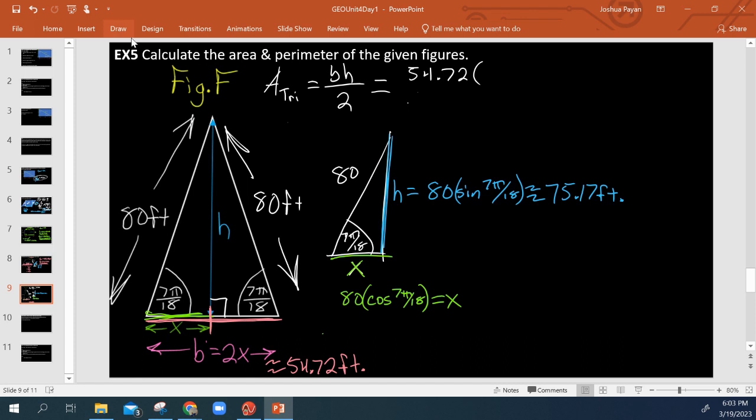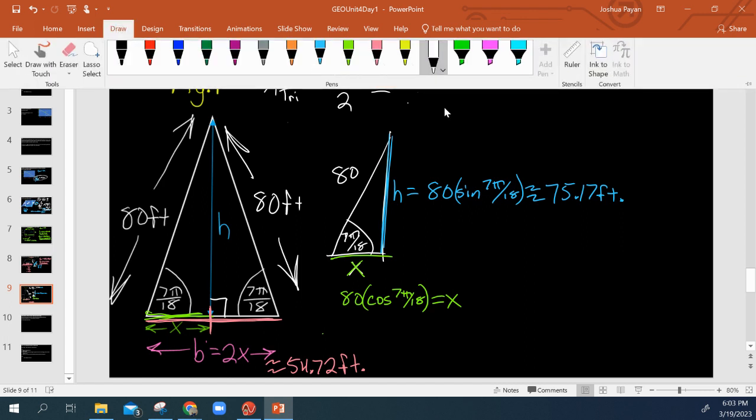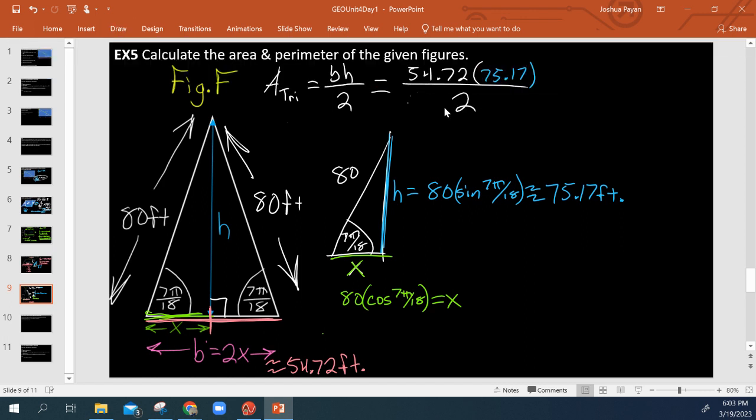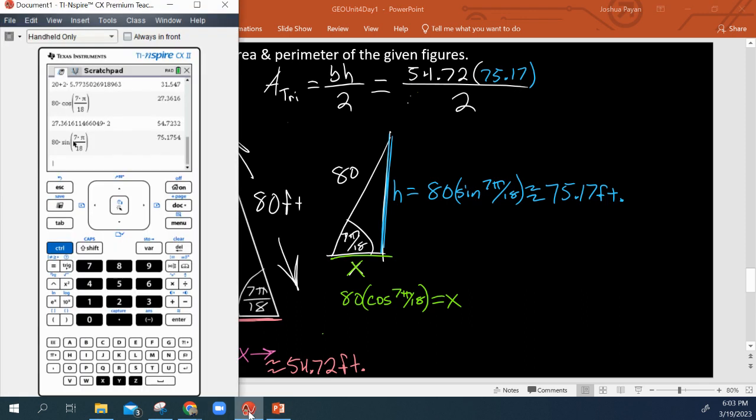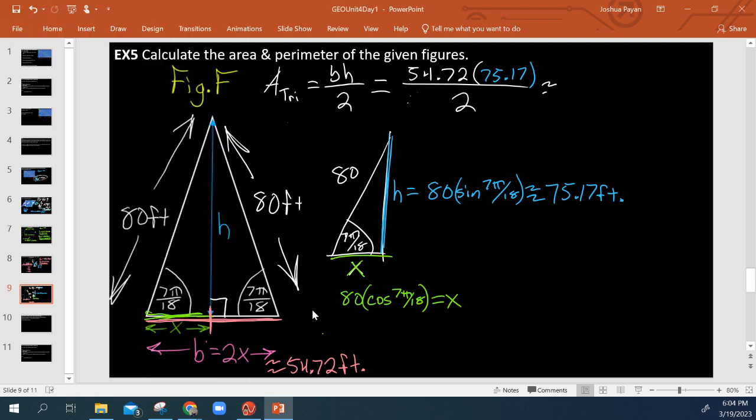Okay, now that we have that, and then all of that will be divided by 2. Okay, so let's go ahead and do that. So that times our 54 point whatever, all of that divided by 2, we get 2056.92. And that, of course, is in square feet. And that is our area.